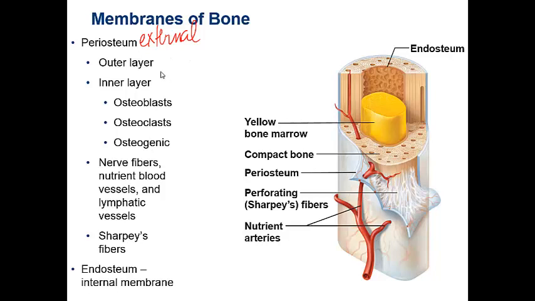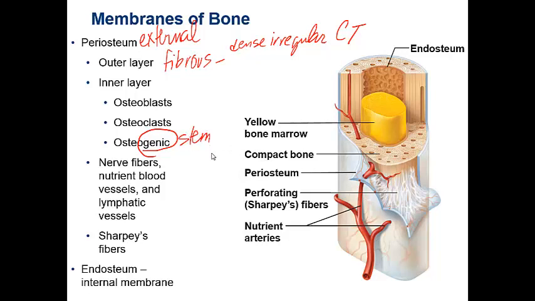The external layer is going to be the fibrous layer. And the fibrous layer is really dense, irregular connective tissue. Recall from chapter 5, that you learned that dense irregular connective tissue is also going to be found in the dermis. The inner layer is going to be called the osteogenic layer, so it's where growth is actually going to occur, and it has what are called stem cells. These are stem cells that can develop into other types of cells. These stem cells are going to give rise to all other bone cells, except for bone-destroying cells.